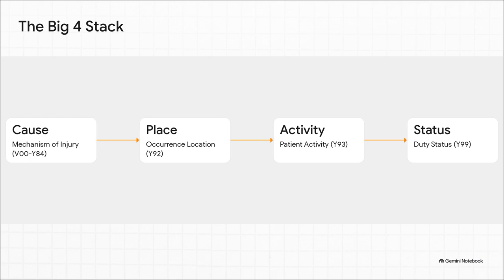Step 2 is the place of occurrence, category Y92, pinpointing exactly where it happened. Step 3 is the activity code, category Y93, which tells us what the patient was doing. And finally, Step 4 is the external cause status, category Y99, identifying the person's work or duty status at the exact moment of the event.